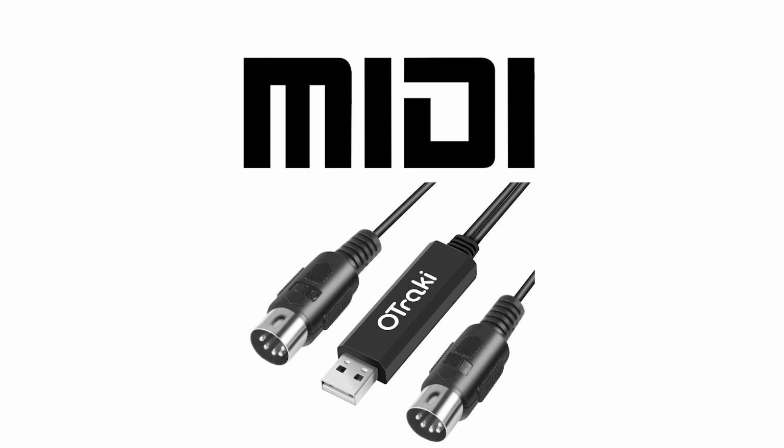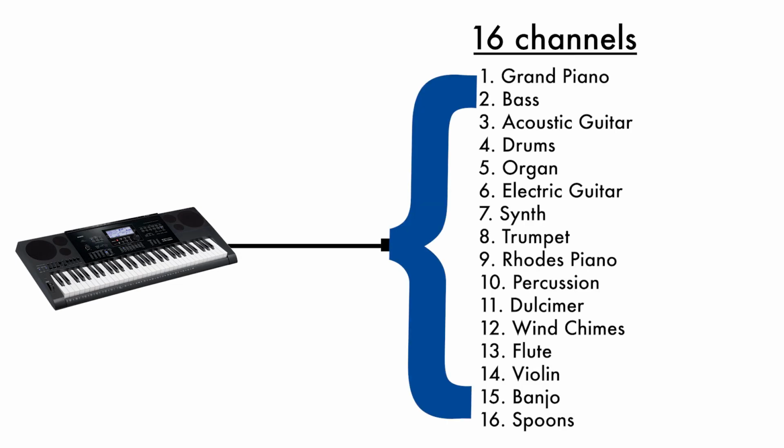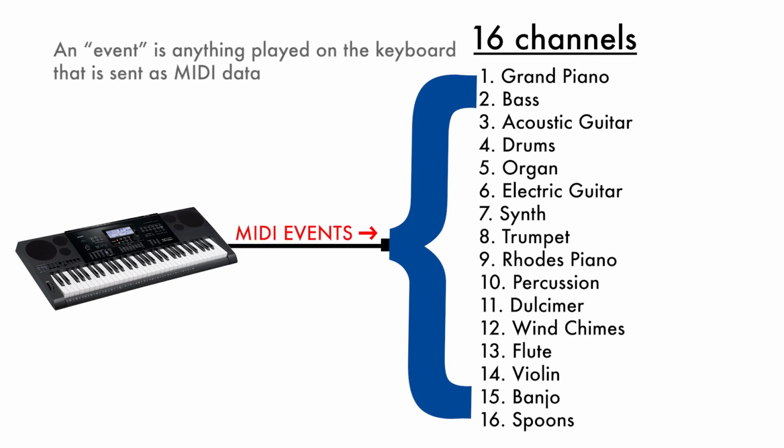And what that means is that you're sending messages, and you can also receive messages from other computers or devices or keyboards. There are 16 channels over this one wire. So with the 16 channels, you can have 16 different instruments. So when you send a MIDI event, you can select which channel you want to send.